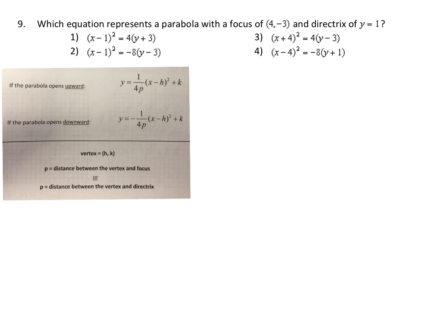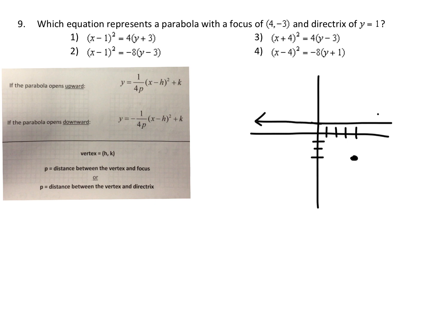Okay, and then finally, number 9, they're talking about a parabola here whose focus is (4, negative 3), and directrix is y equals negative 1. So, personally, I would first just plot this. The focus is at (4, negative 3), so over 4, down 3. This is our focus. And the directrix is at y equals negative 1. So we can make a line right here at y equals positive 1. I don't know why I said negative.